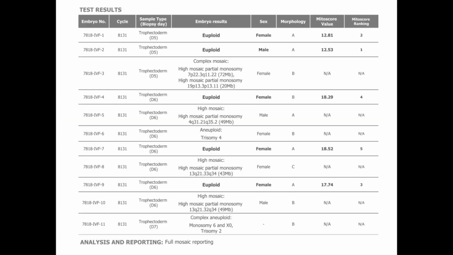Okay, you guys, so here is a screenshot of our test results. I'm going to go over these with you as best as I can, given the fact that I'm not an embryologist, but just based on what I was told by my doctor and my research. So I'll go over the sample type briefly, the embryo results, the sex of the embryos, the morphology, the Mitoscore, and the Mitoscore ranking, okay?